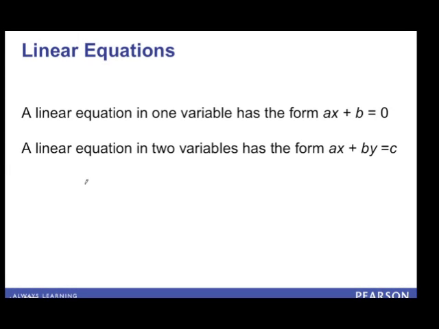This set of videos will be about college algebra in context, section 2.1, algebraic and graphical solutions to linear equations. A linear equation of one variable has the form ax plus b equals 0, and with two variables has the form ax plus by equals c. It's the type of equations we're talking about.